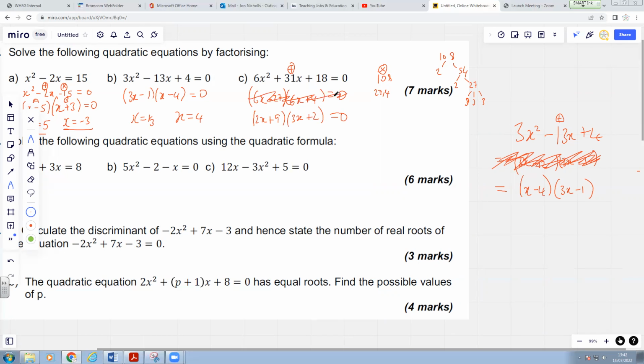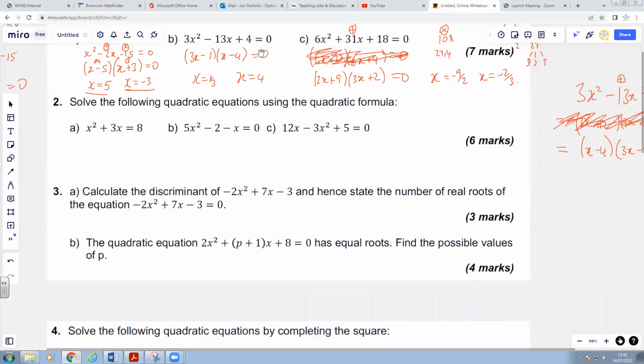Scribble that out because that was false. That was a lie, a big lie. And then does that work? Plus 27x plus 4x. Yeah, that's good. That's working out. So x is -9/2, or x is -2/3. Done. Yeah, it's the crafty way of factorizing those awkward ones.